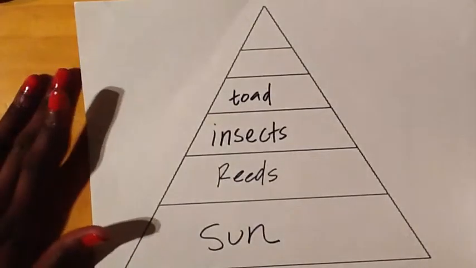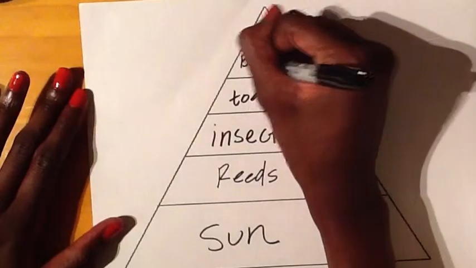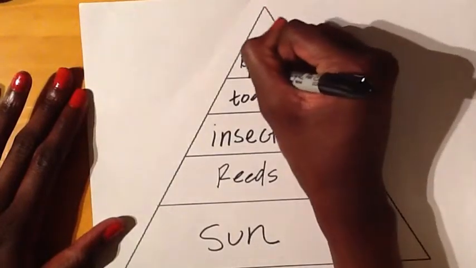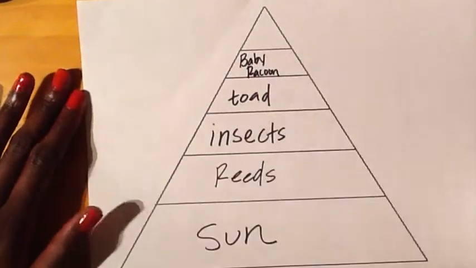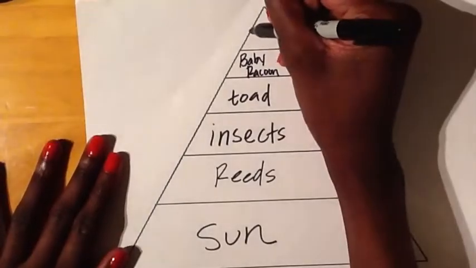Who's going to eat our toad? That's right, our juicy baby raccoon. Now, who's going to eat our baby raccoon? Hopefully you've guessed it, and it's the only one that we have left. It's our hawk.